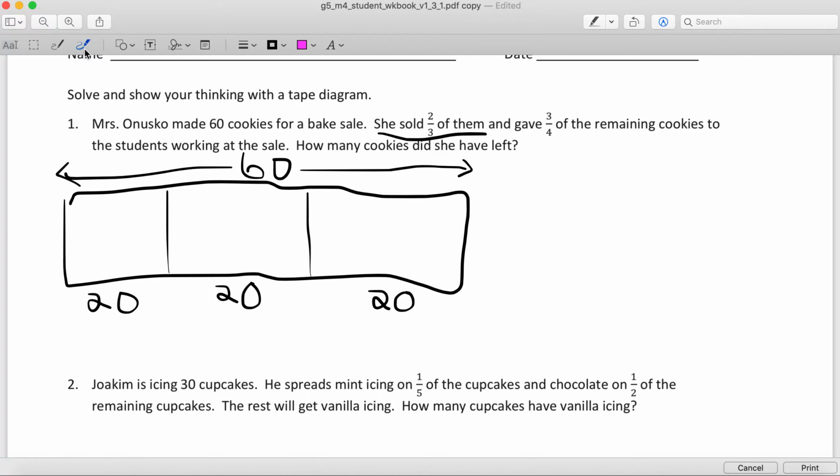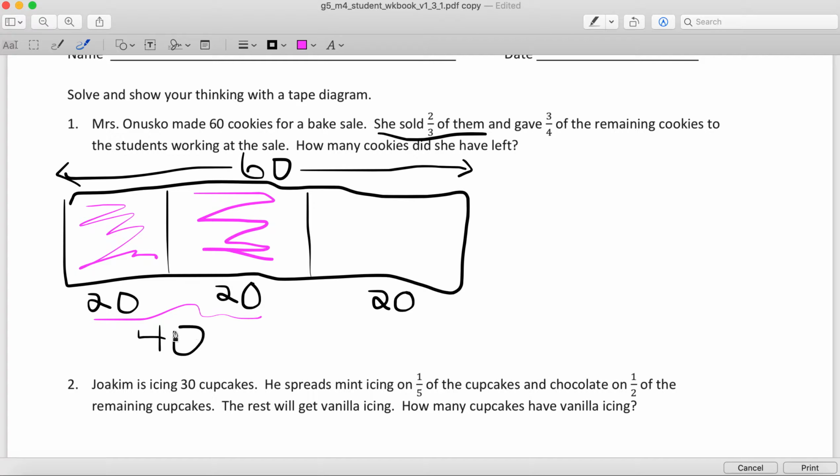And so this is my first box. This is my second box. So how many cookies did she actually sell? Well, I want 2 boxes. So that means that she sold 40 cookies. Okay, here's our 40 cookies. This is really difficult to do without a mouse. And so we're going to call that 40 cookies.